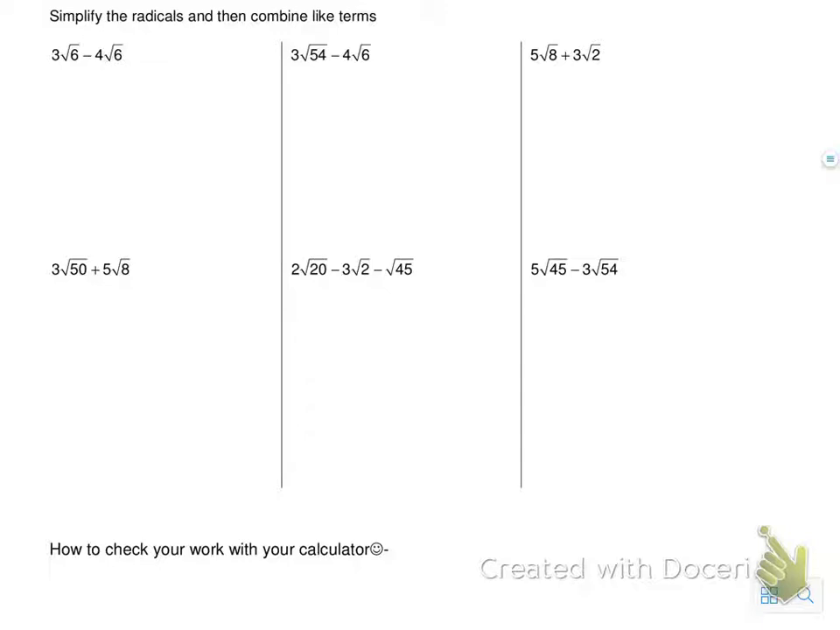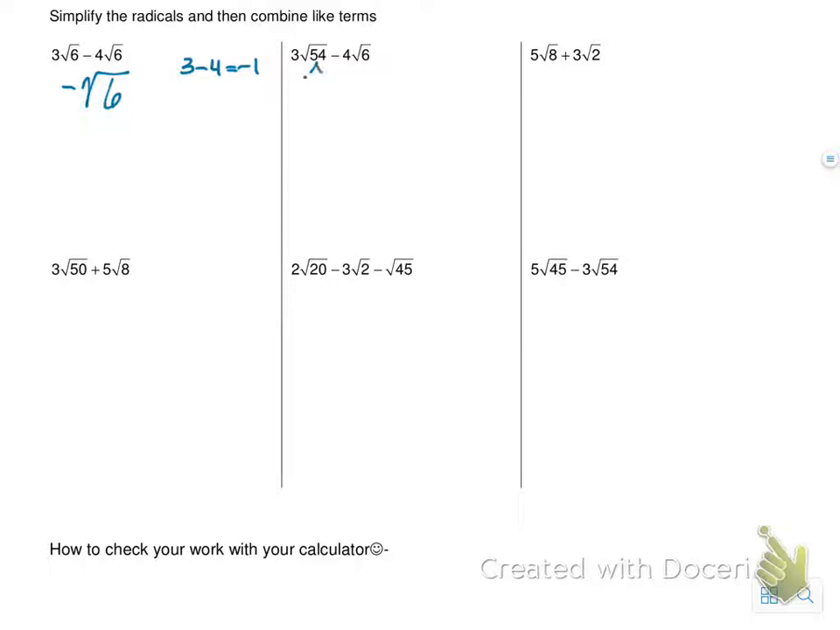Okay, so for this last little set, first they need to be simplified, then they need to be combined. So remember, when we're simplifying, we are taking out of the house. So we want to find pairs that can leave the house. So the first one, no one can leave the house, but they are like terms. So I get -4 square roots of 6 because 3 minus 4 is -1.